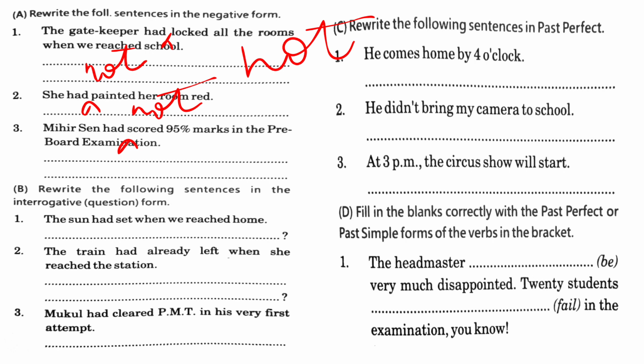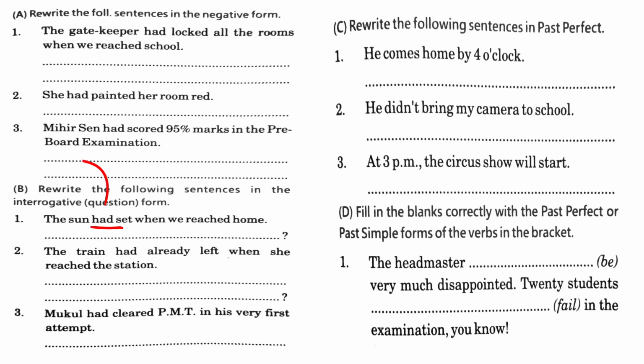Rewrite the following sentences in the interrogative or question form. The sun had set when we reached home. Now, I had already told you how to frame a question. Simply pick this helping verb, bring it forward, and you will get your question. Had the sun set when we reached home? Simply bring it forward and begin your question with the helping verb had. Don't forget to add question mark at the end.